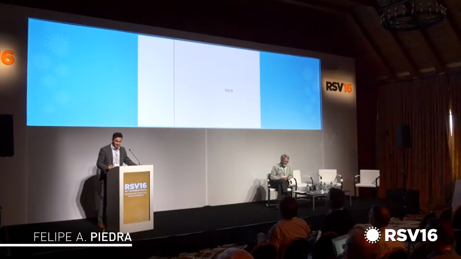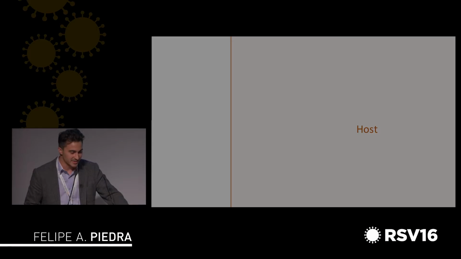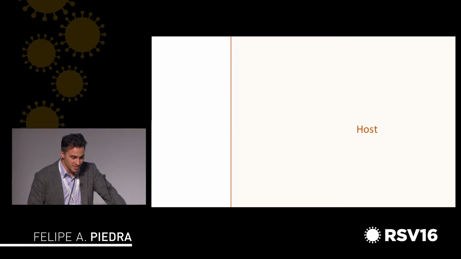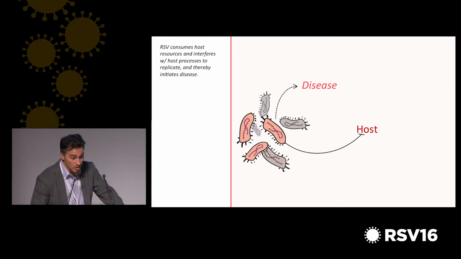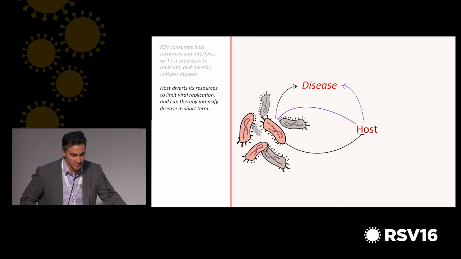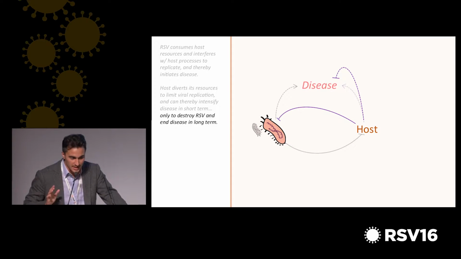So I'm going to start with something everyone knows. I've depicted a typical rectangular human host, and when RSV enters, it immediately starts to consume host resources and interfere with host processes to replicate and thereby initiate disease. And the host responds in turn to limit viral replication and can thereby intensify disease in the short term, but ideally only to destroy RSV and end disease in the longer term.